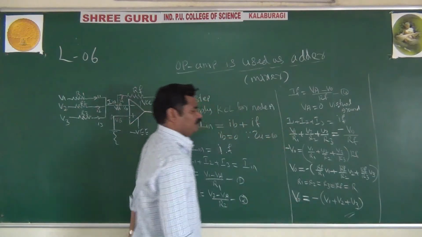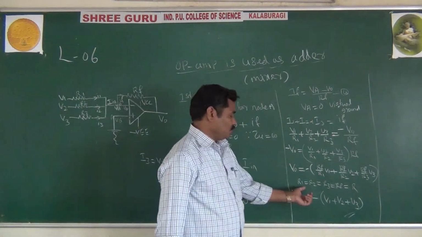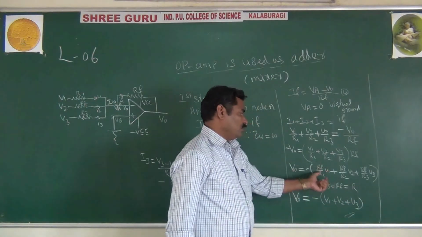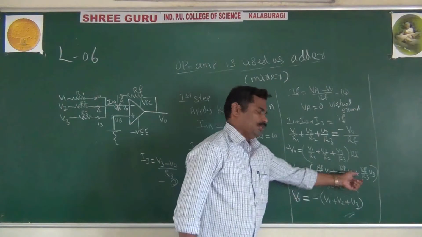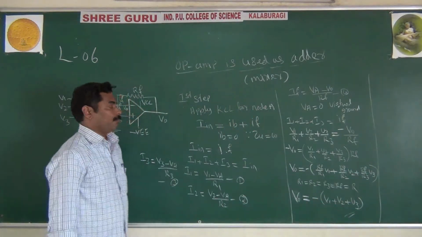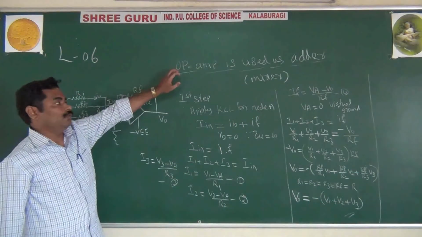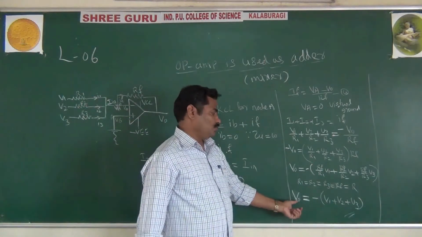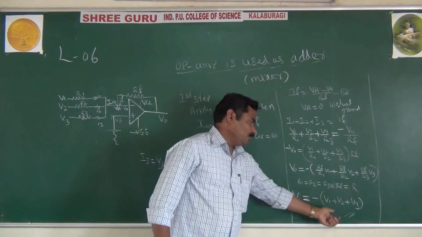Very simple, consider the condition R1, R2, R3 and RF equal to R. Then both will cancel, remaining V1, V2, V3. And as I said already, why is it called an op amp adder? Output voltage is equal to the sum of the input voltages.